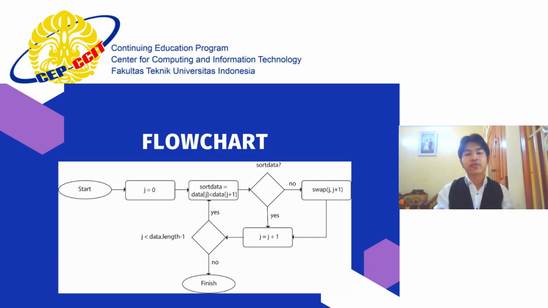And then we check whether J is less than data length minus 1. If yes, it repeats again to the sort data check, whether data J is less than data J plus 1, with the decision to swap or not, yes or no. If the data is finished, then finally the process is finished.